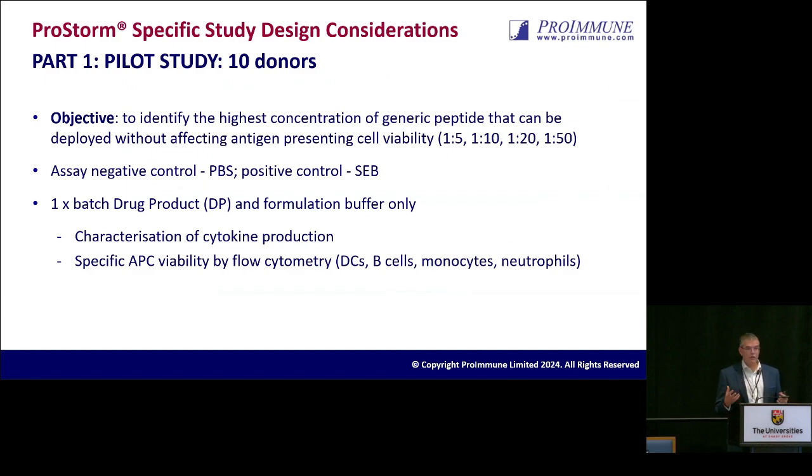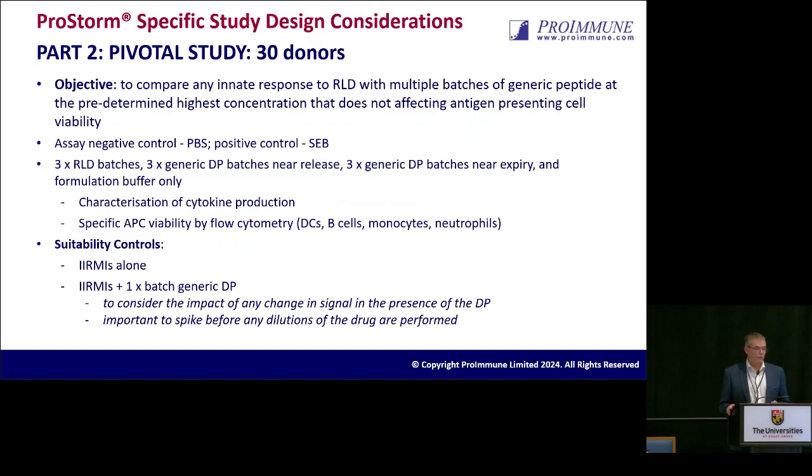So we do this at typically 4 concentrations, 1 in 5 down to 1 in 50 dilution. We have our assay negative control, PBS, and the assay positive control, SEB. There are no ERMIs in this particular part of the study. And then we run a single batch of drug product and formulation buffer only, so looking at any excipient effects. And we characterize the cytokine production and then also the specific APC viability by flow cytometry. That allows us to then identify the highest concentration of drug that you can run in the assay ready for the pivotal study, which is carried out on typically a 30-donor panel.